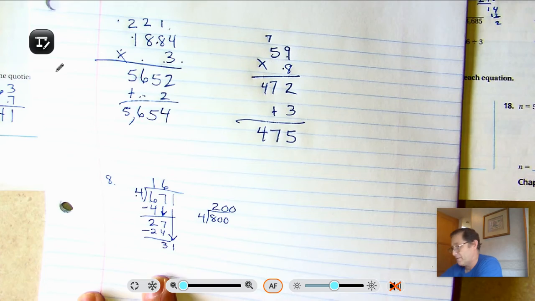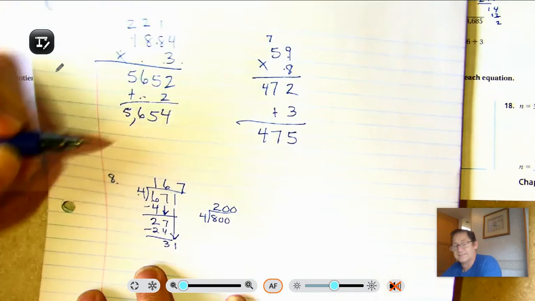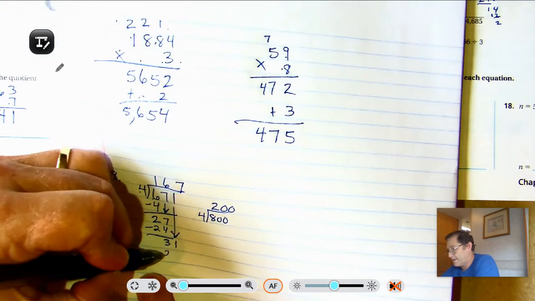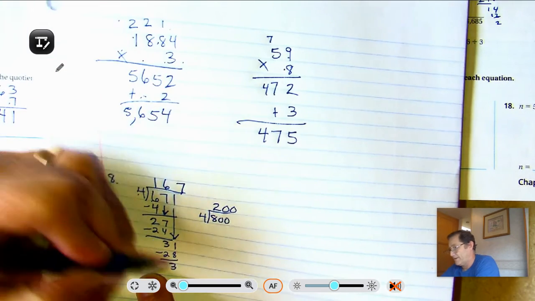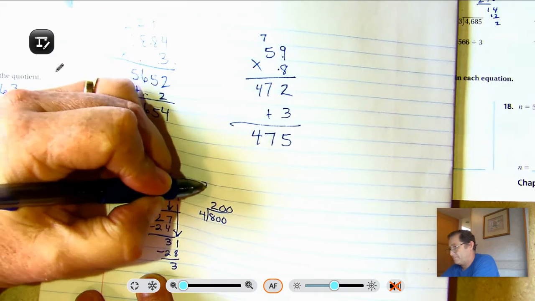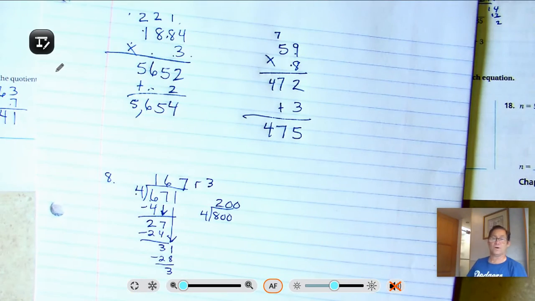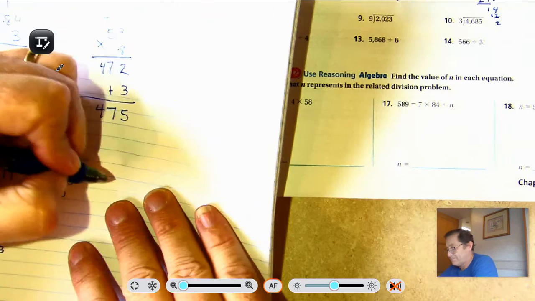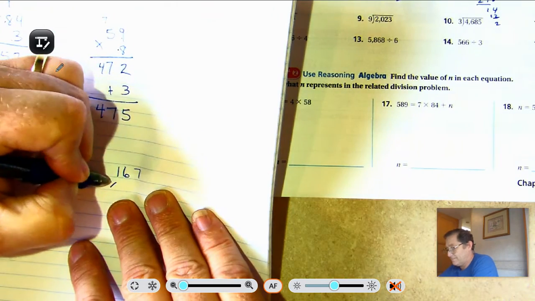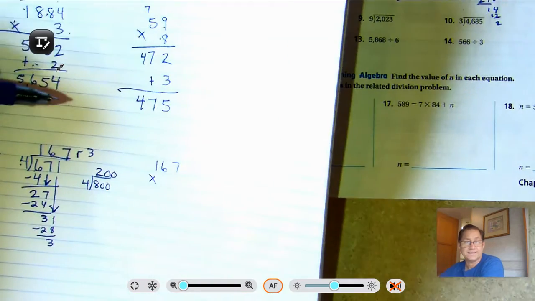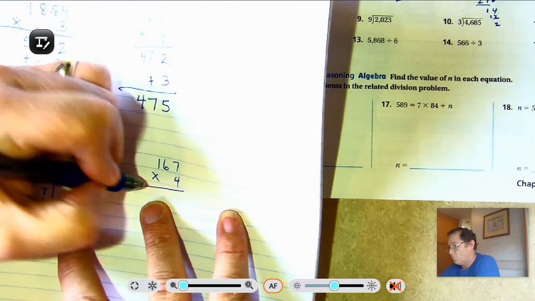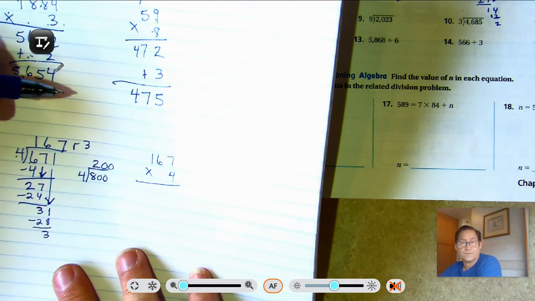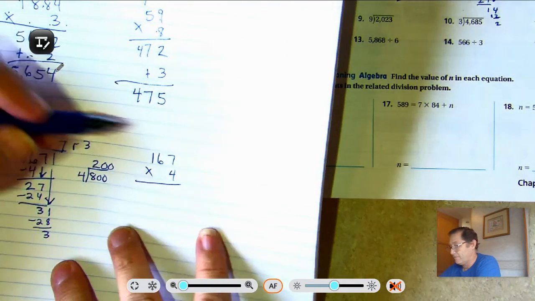31 ones divided by 4, 7. 4 times 7 is 28 ones with a remainder of 3. So 167 remainder 3, that is close to my estimate. So let's check. 167, the quotient, times the divisor 4, plus 3 should give me 671.